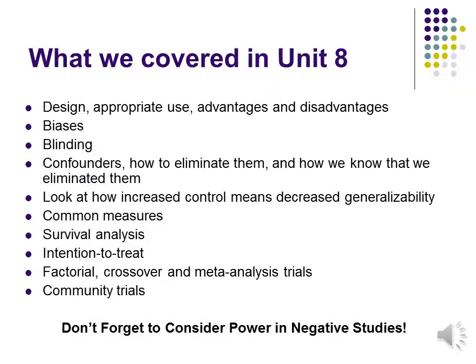In Unit 8, we covered a lot of aspects of clinical trials. We looked at the design, the appropriate use, advantages and disadvantages of that study design. We looked at the biases that would be related to the design. We looked at the concept of blinding, confounders, which is what clinical trials that are randomized eliminate, and that's what makes them so powerful. We looked at how increased control means decreased generalizability. We looked at common measures used in clinical trials, survival analysis, the intention to treat concept, which is quite important and commonly used. We looked at factorial crossover and meta-analysis trials and community trials.